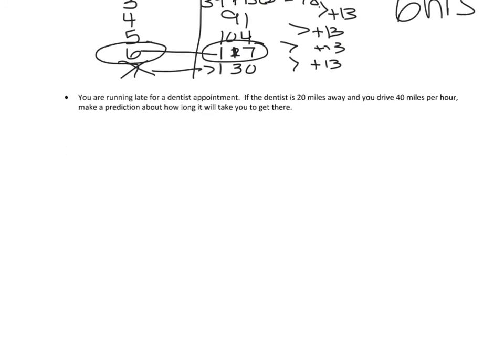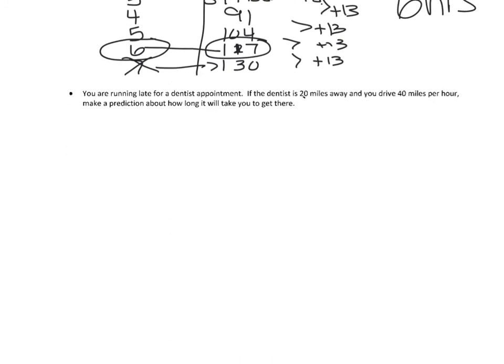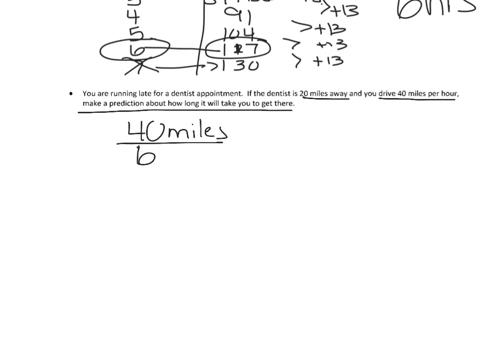Says you're running late for a dentist appointment. If the dentist is 20 miles away and you can drive 40 miles per hour, make a prediction about how long it will take you to get there. Okay, so if you can go 40 miles in 1 hour, which is 60 minutes, then how long would it be for 20 miles? Would be how many minutes?